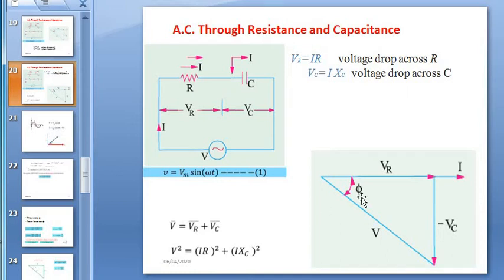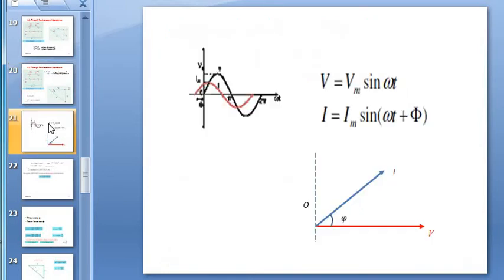Next, from the phasor diagram we have to draw the waveforms. How to obtain the waveform? V is equal to Vm sin omega t and I is equal to Im sin of omega t plus phi. How is I equal to Im sin omega t plus phi? The current was leading the voltage by angle phi. For leading, which sign is there? For leading, plus sign is there.